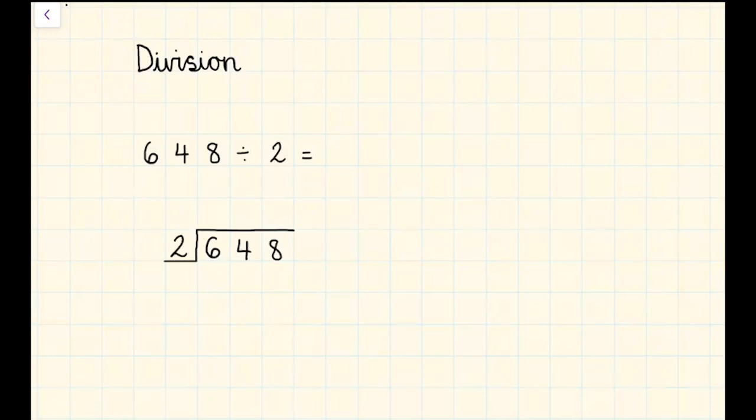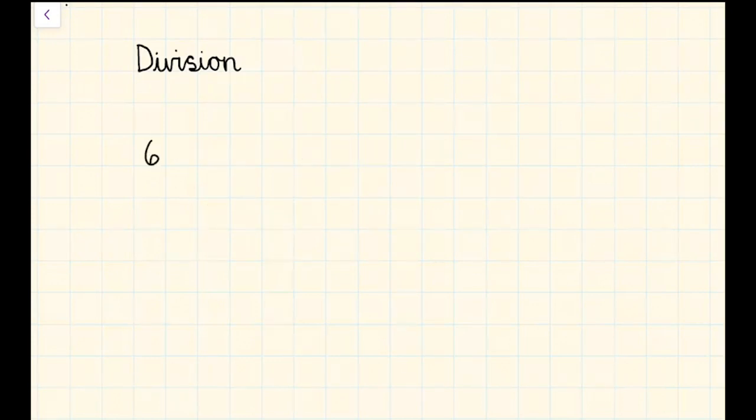So we start with the 6 and we say how many times does 2 go into 6? It goes in 3 times, so we write that above the 6. Then we move to the tens, which is a 4. We say 2 fits into 4 2 times, so we write 2 above. Then we look at the units column and we say how many times does 2 fit into 8? It fits in 4 times, so we write that above the 8. So 648 divided by 2 is equal to 324.